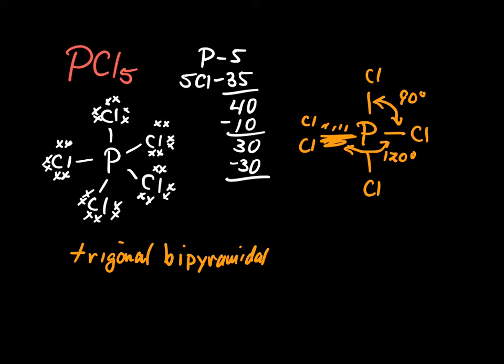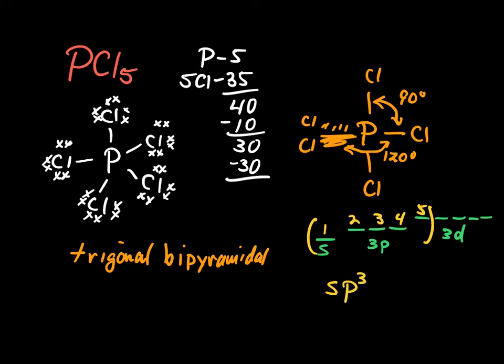And now, since we have 5 bonding regions, if we have our 3s, our 3 3p's, our 5 3d's, in order to get enough bonding regions, we have to have 1, 2, 3, 4, 5. That's taking the S, 3 P's, and a D. And so traditionally, that's the way we would express the hybridization.